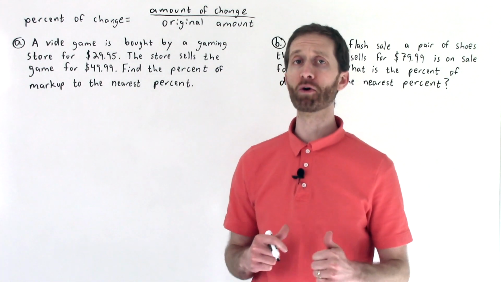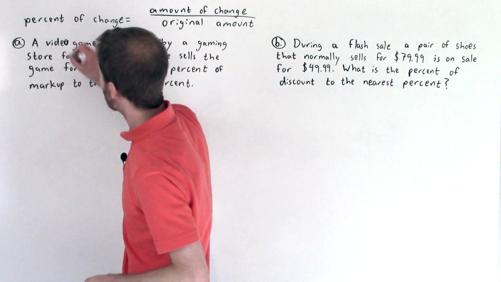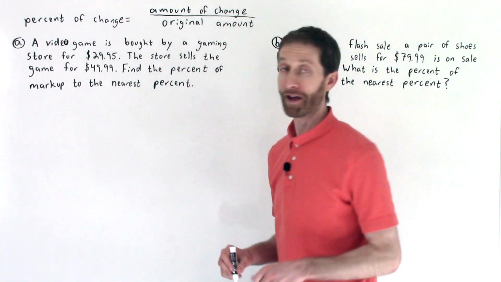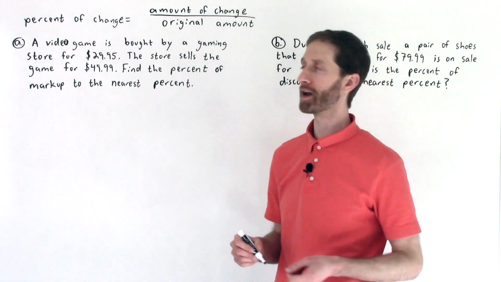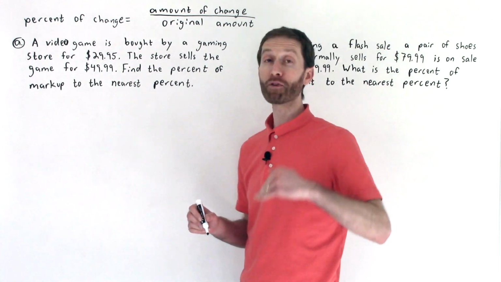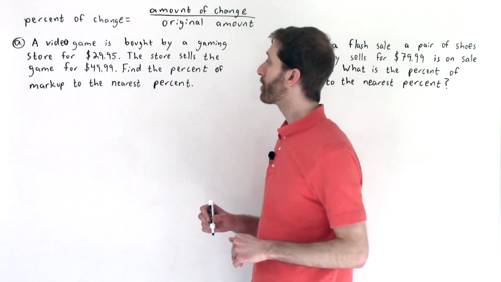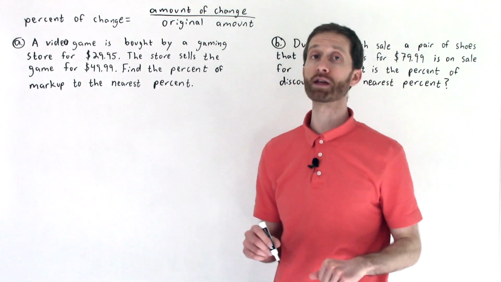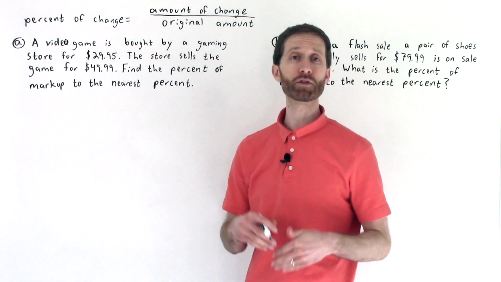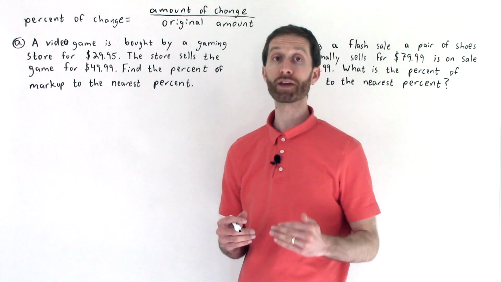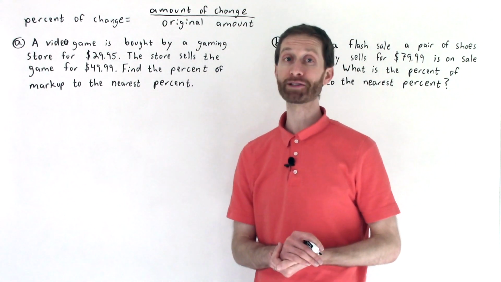Let's rock and roll. So in this first problem, you were told that a video game is bought by a gaming store for $29.95. The store sells the game for $49.99, so that's an increase in price. Find the percent of markup to the nearest percent. When you're asked for percent of markup, you're really just being asked for the percent of change and being told that it's going to be a percent increase. That's it. So let me show you how we tackle this one.